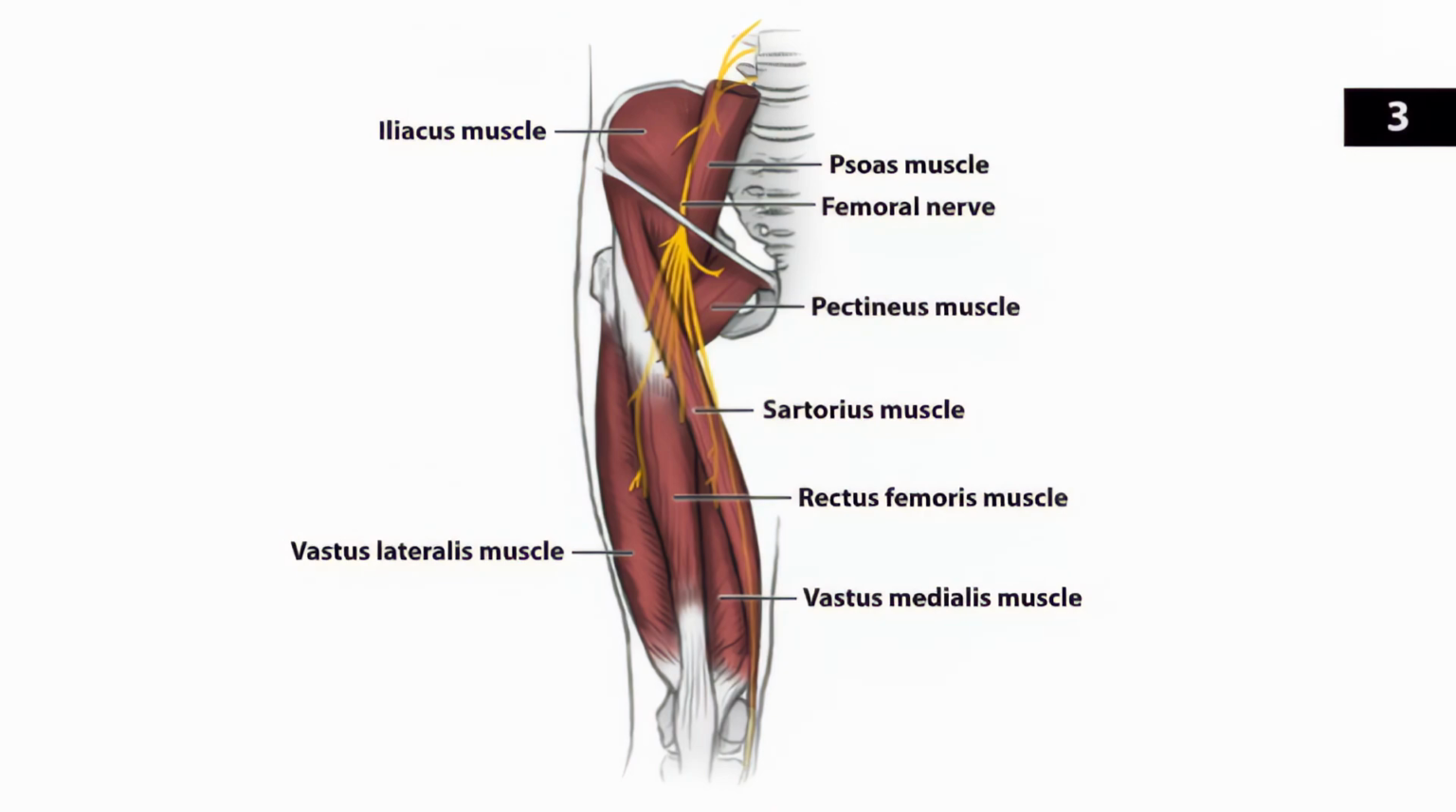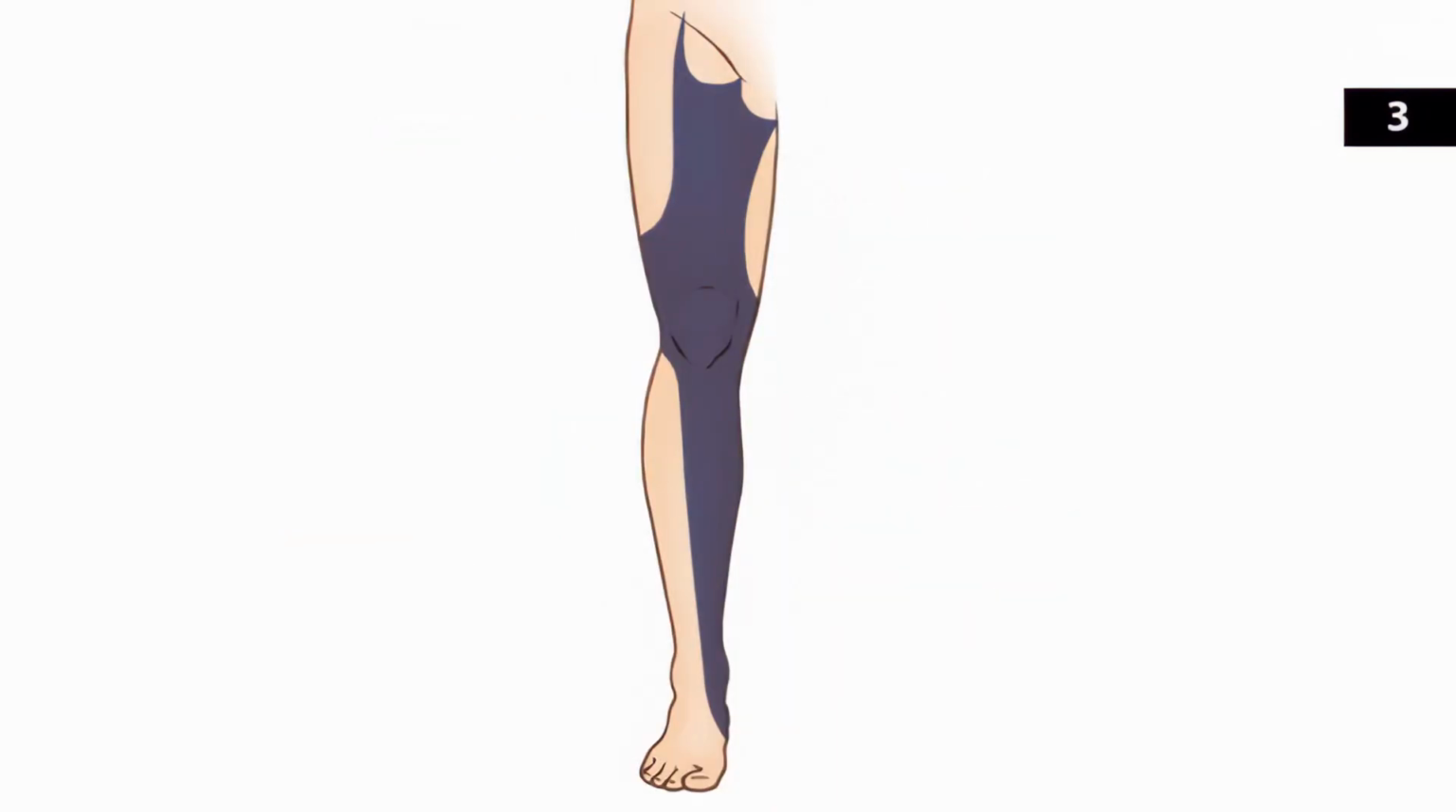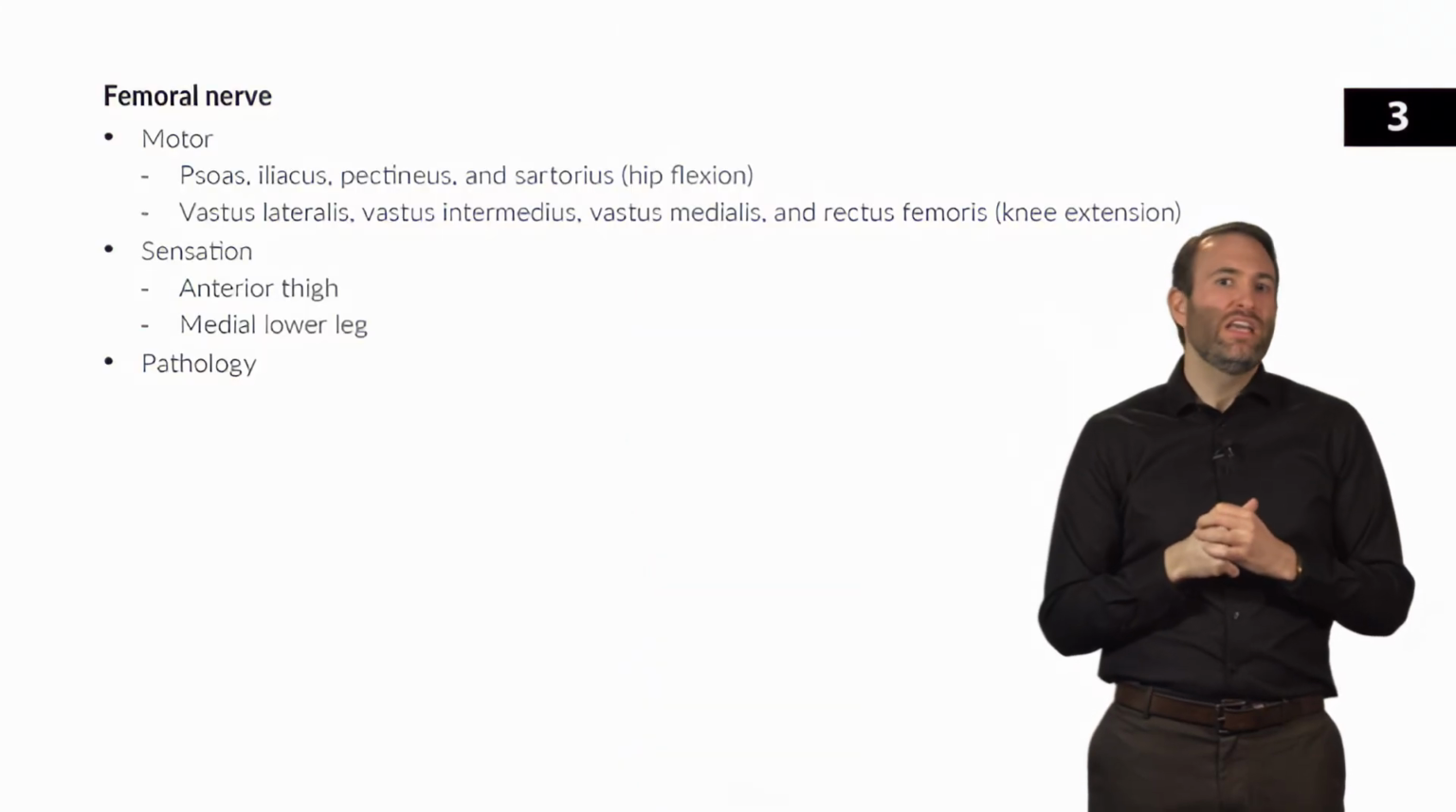So one way to remember this is that you need the femoral to kick a football. So femoral football, F and F, remember that. To kick that ball, you have to flex the hip and extend the knee. So what about sensation? Well, the femoral nerve is responsible for cutaneous sensation along the anterior thigh and the medial lower leg. So how does one injure the femoral nerve?